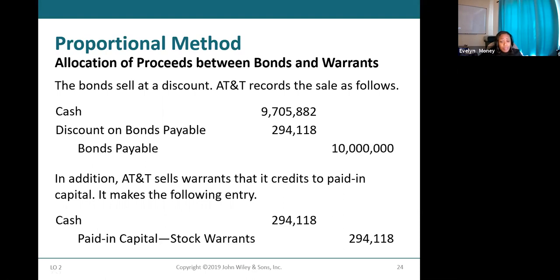Now, for the stock warrants, we use a new equity account called paid-in capital stock warrants. The purpose of the stock warrants is to be exercised so that they can be converted into common stock. So when that conversion or that exercising actually does happen, we reduce the paid-in capital stock warrants account and we put common stock on the books. But when it's originally issued and somebody's buying it from us, we debit cash and then we credit paid-in capital stock warrants.